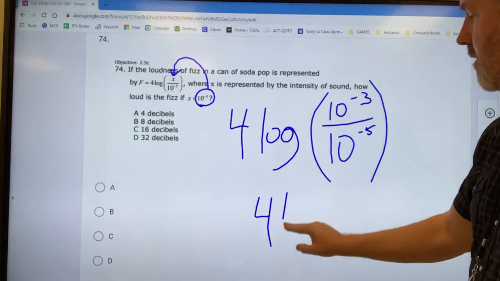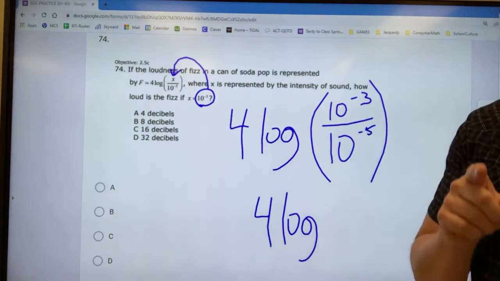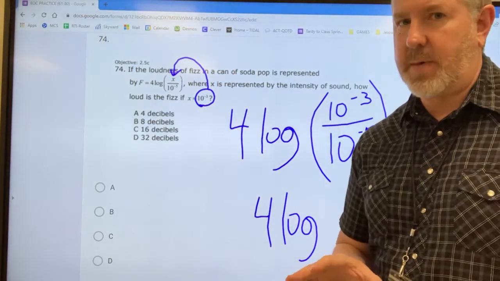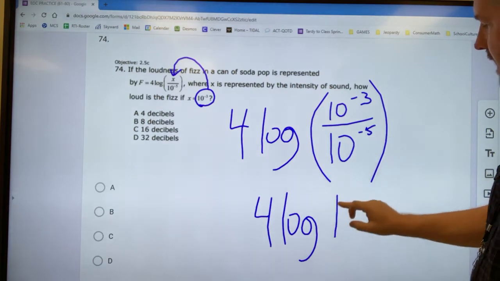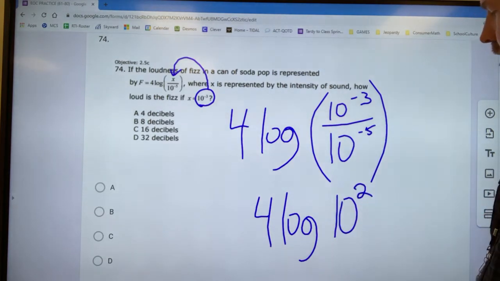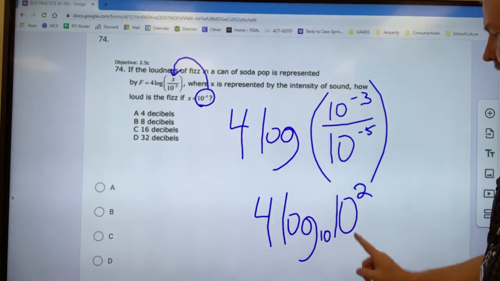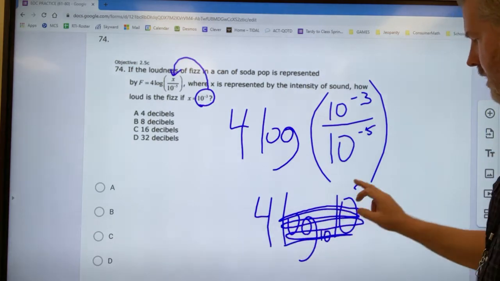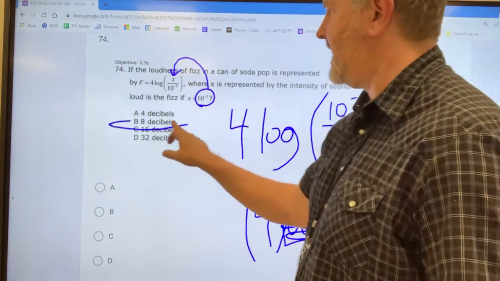So, what is negative 3 minus negative 5? Be careful with that. It's minus negative 5, not just minus 5. That's a negative 5. So it's negative 3 minus negative 5 gives us positive 2. Well, my implied base here is 10, so once again, the base and the value there cancel. The answer here is 2. 4 times 2 gives us 8.